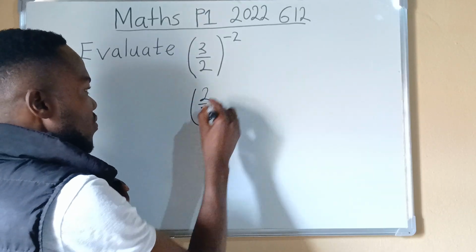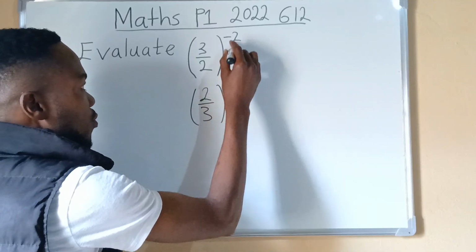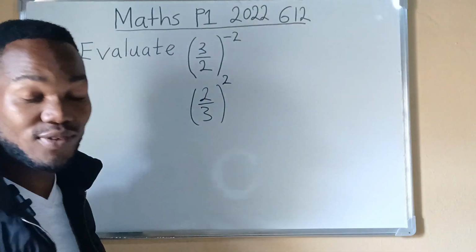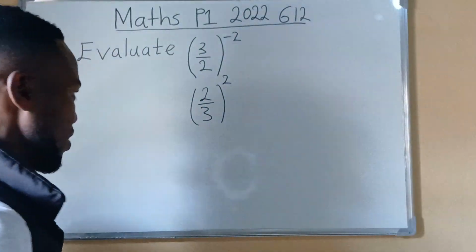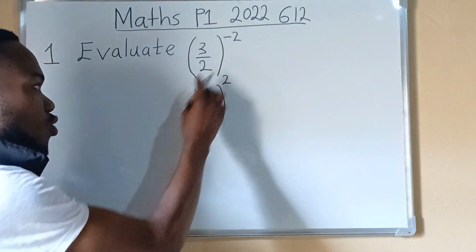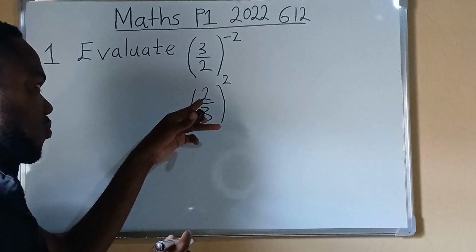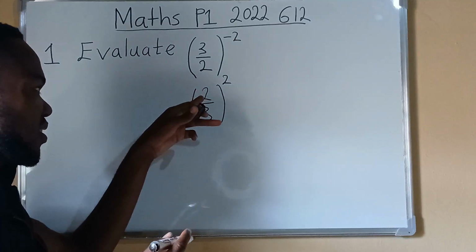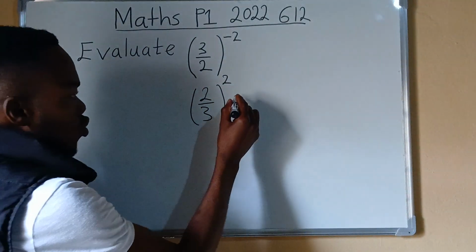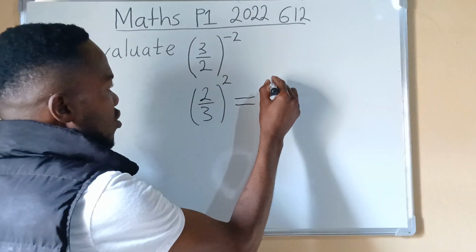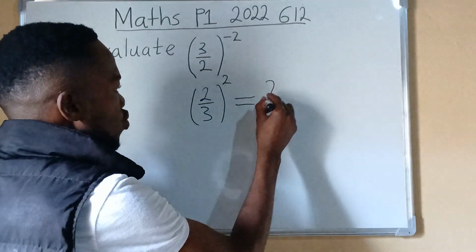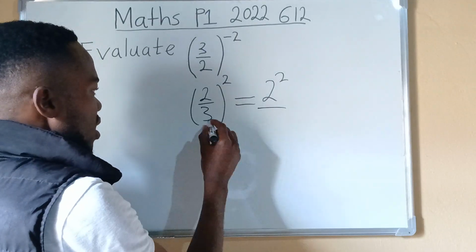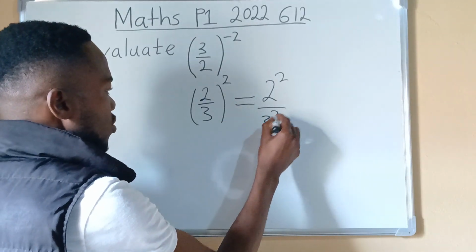So that means the power now will be just power 2. That means you are done with the negative side. That's what you need to do. Now you have to put the power 2 on each number. That means the number which is on top will be 2 to the power 2, then the number which is down will be 3 to the power 2.